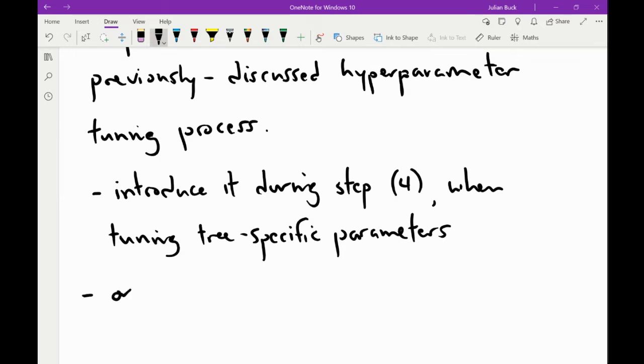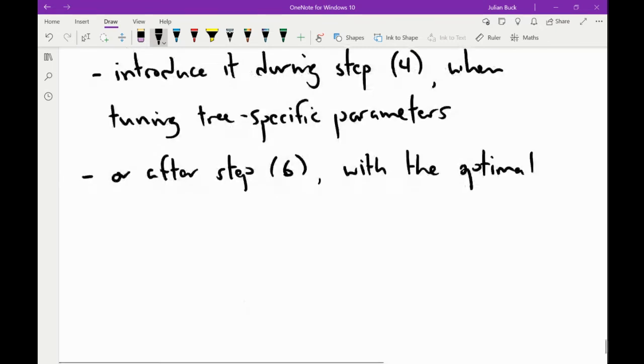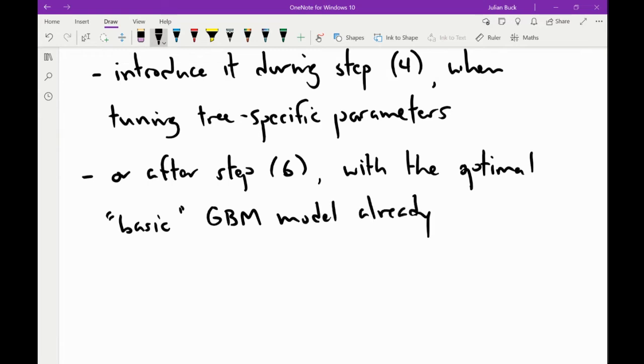You could also do it after step 6, with the optimal base model already chosen, what we call the basic GBM model. If you do it after step 6, the basic idea is you're just going to consider, okay, does adding in this additional randomness actually improve over what we already have?